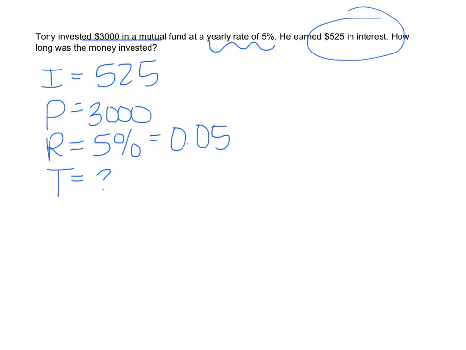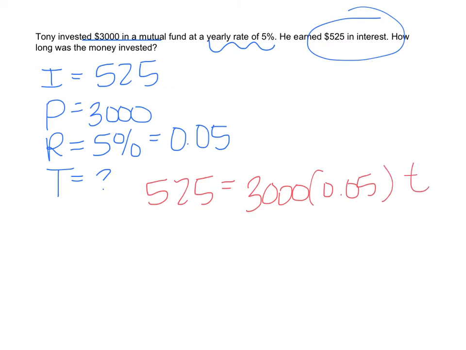So we're going to plug in everything that we know. We have 525, because that's the I, equals 3,000 times the rate, which is 0.05, times the time. So we can simplify the right side of my equal sign. So let's rewrite this as 525 equals. Using your calculator, find out what 3,000 times 0.05 is.